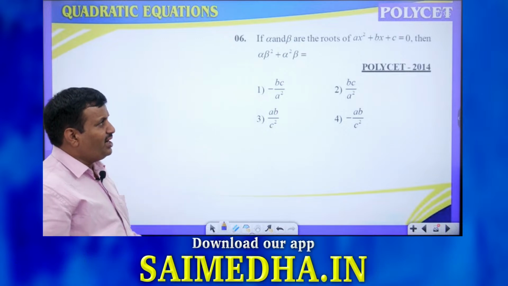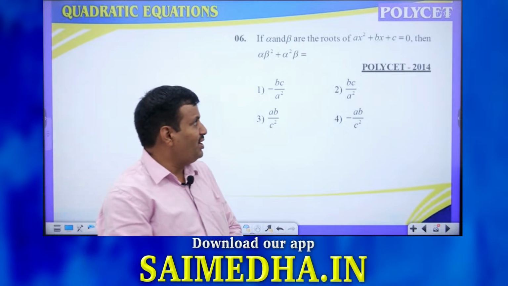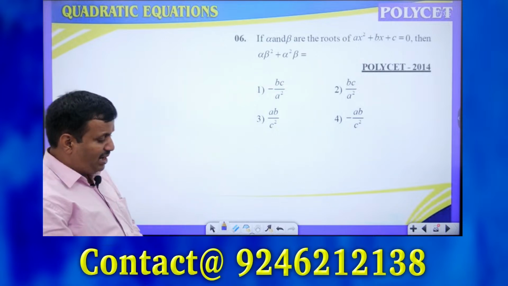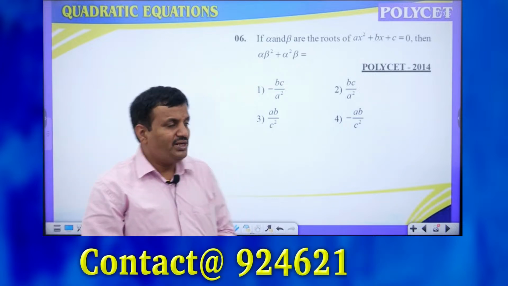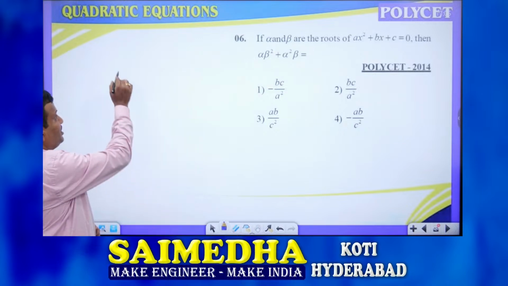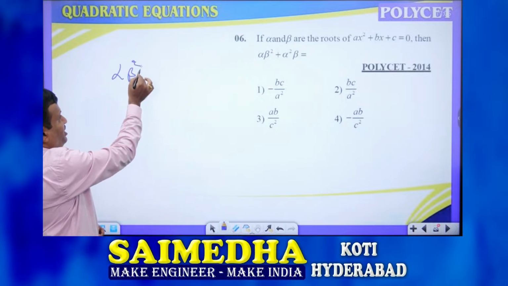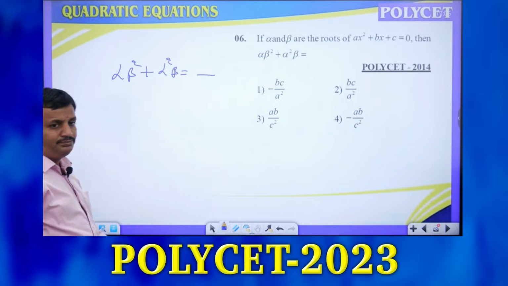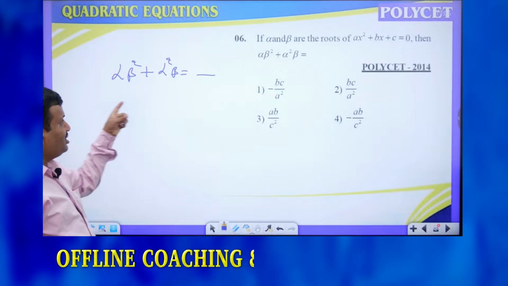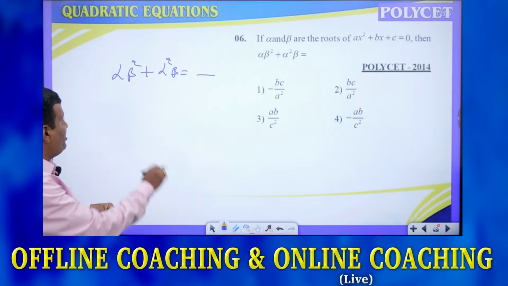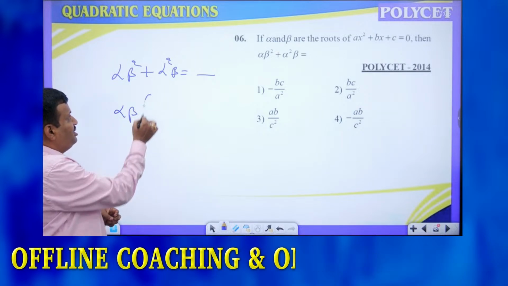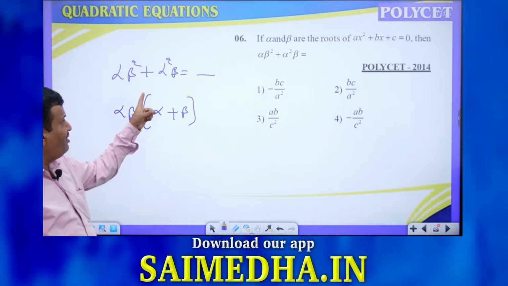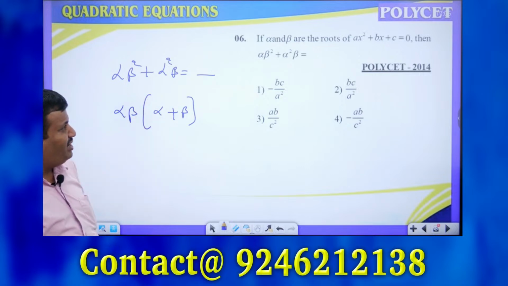If alpha and beta are the roots of the equation ax square plus bx plus c equal to 0, then alpha beta square plus alpha square beta. What is the result of this one? Alpha beta square plus alpha square beta is equals to what? Yes. What is common in all of them? If you take alpha beta, it is common. Then alpha plus beta will be left here.